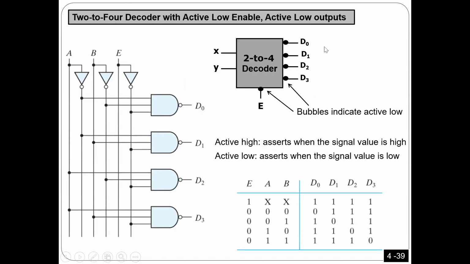Okay, good. And then also last time I explained that in some decoders we have bubbles here. That means this one is active low. That means the one that is selected, the one where you have number 0 here, this output is 0, right? And everyone else is 1. So this one is called active low. Okay. It's very important, if you look here at the truth table, you see here.